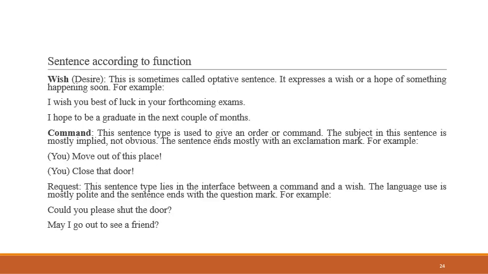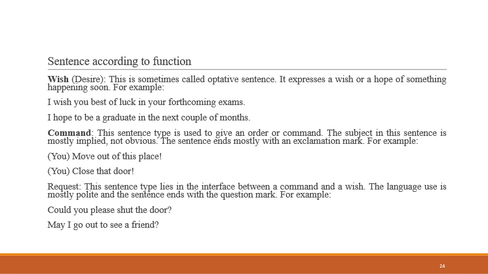Then wish. A wish is also a sentence expressing a wish. This is called an optative sentence. It reads like, I wish you the best of luck in your forthcoming exam, or I hope to graduate in the next couple of months. By extension, the second one is also expressing a wish.